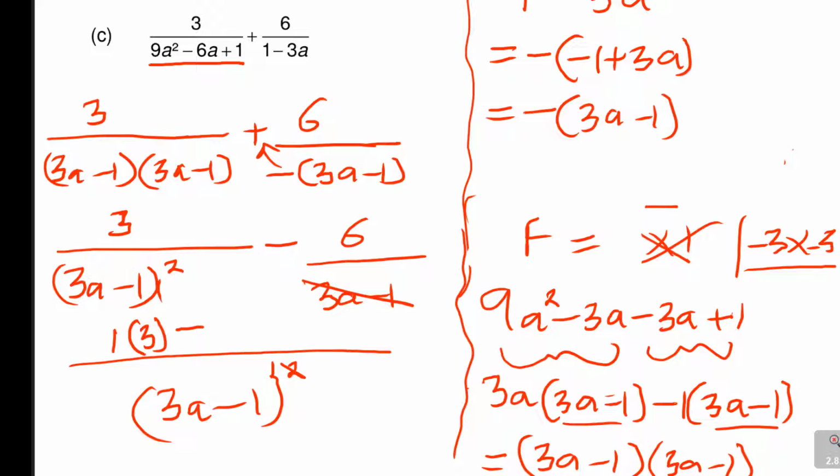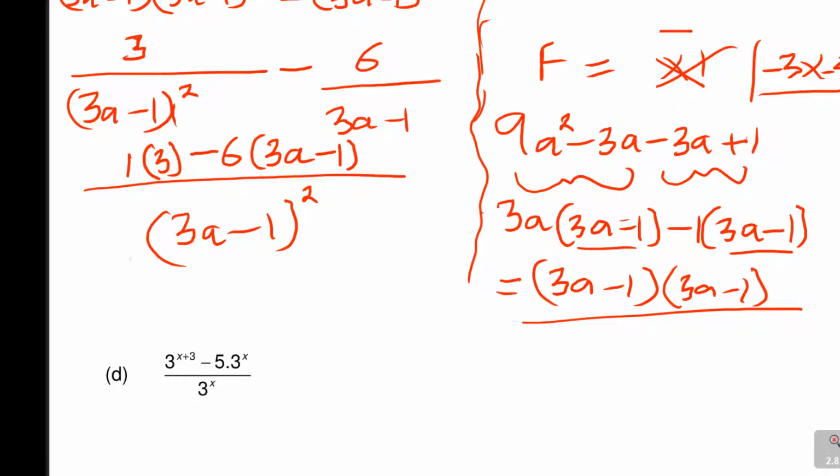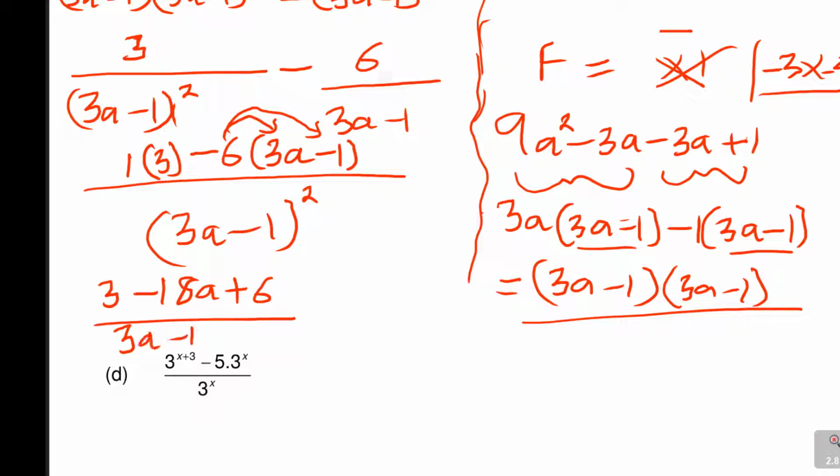Are you getting that? This is how you write it. You say 6, the top, times, put a bracket, 3a minus 1. I hope you're following this. Alright. Then from here, it will be 3 minus, you distribute that. 6 times 3a is minus 18a. And then negative 6 times negative 1 is plus 6. Then all over your (3a minus 1) squared.